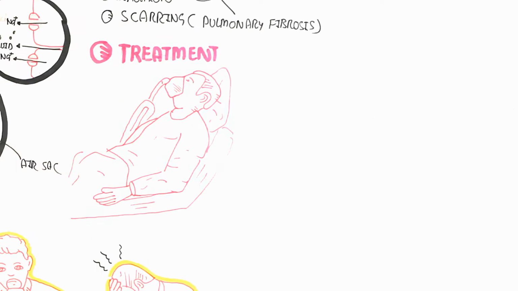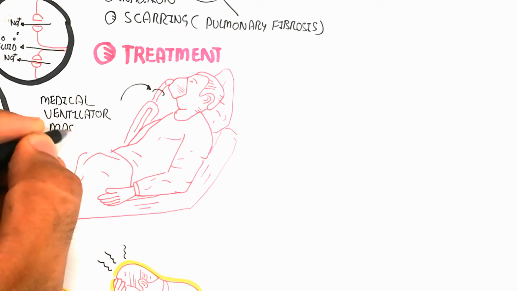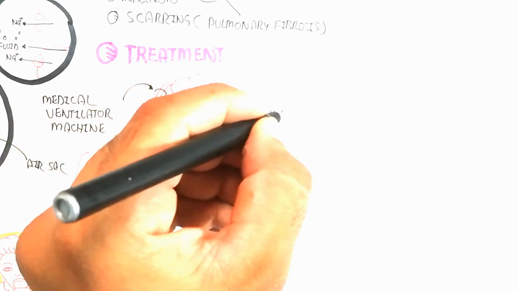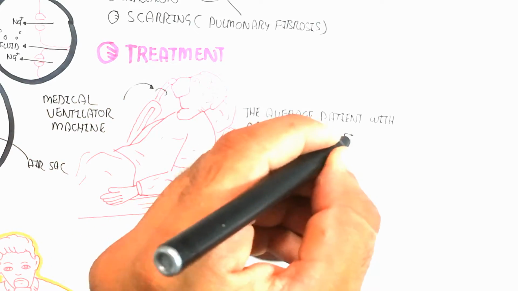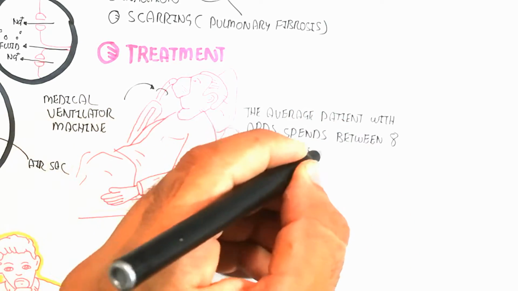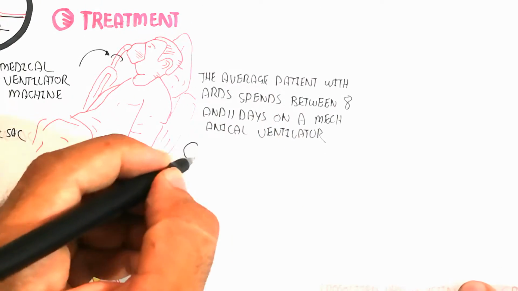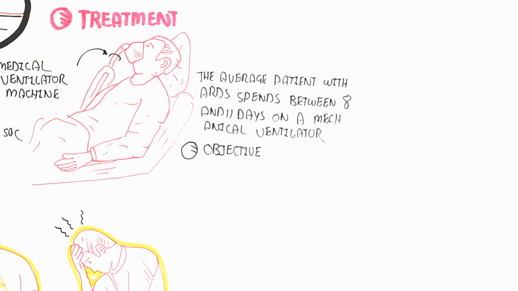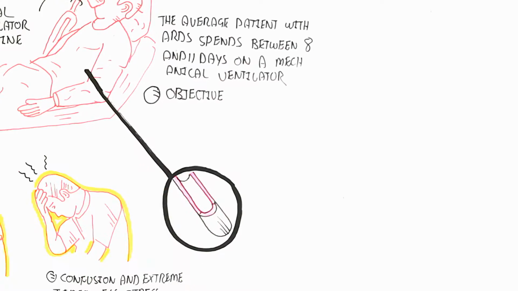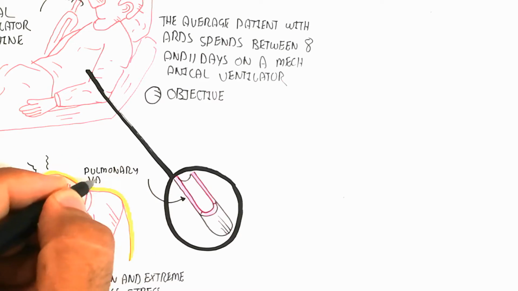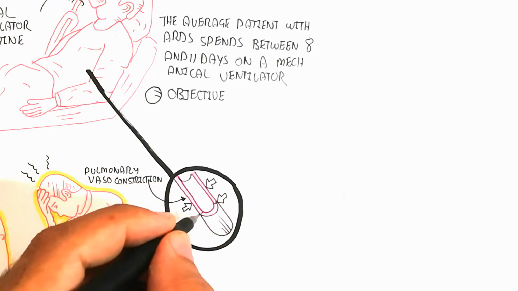Let's begin. When a person is admitted into the hospital due to ARDS, a medical ventilator machine is applied. The average patient with ARDS spends between 8 and 11 days on a mechanical ventilator.